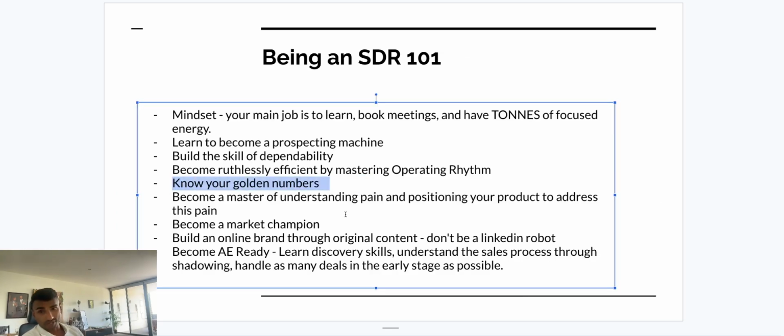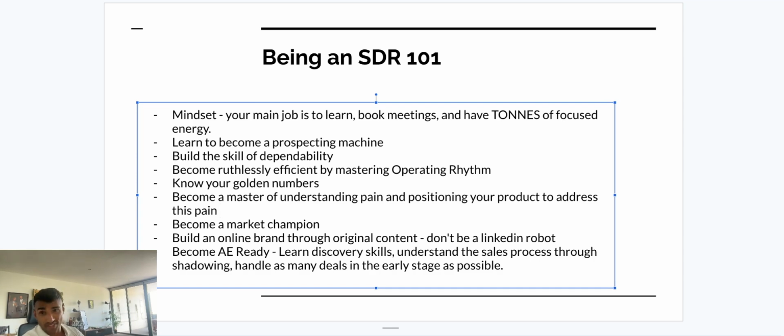Knowing your golden numbers, right? What numbers do you need to be hitting on a weekly basis? I will include a calculator when I get to that video talking about your golden numbers, but typically your golden numbers will be somewhere between 2 and 4 meetings booked a week. If you're an SDR, you should be doing close to 8 meetings booked a week. If you think that's a lot, that is not a lot.